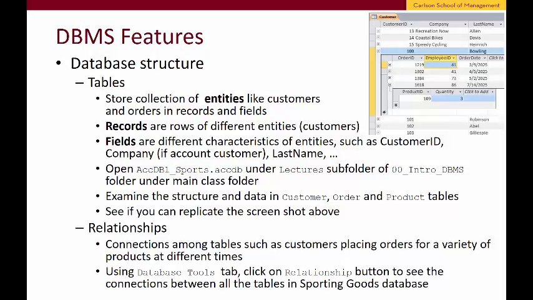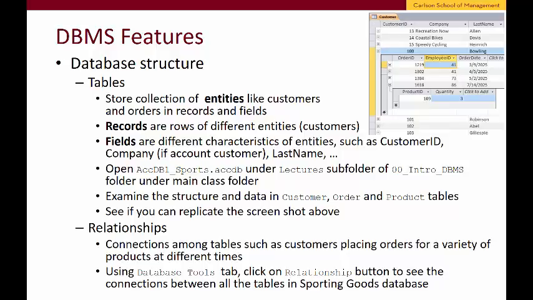The remaining portion of this video introduces several DBMS features and aims to get you acquainted with basic database lingo. Each of the different relational DBMSs support the basic database structure. The basic elements of this structure are tables, that store a collection of entities, records or rows representing an instance of an entity, and fields or columns storing different characteristics of these entities. The key to the relational databases are the relationships or connections between these entities. Customers placing orders at different times is an example of such a relationship in our sporting goods database.